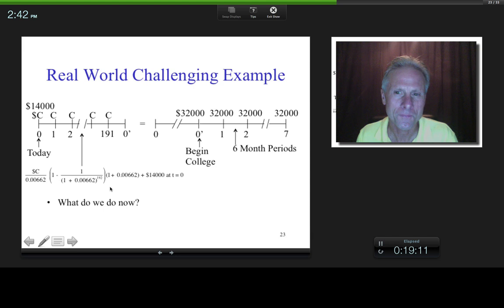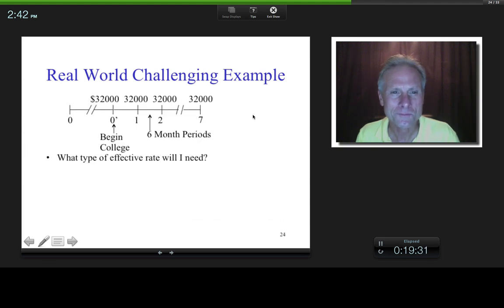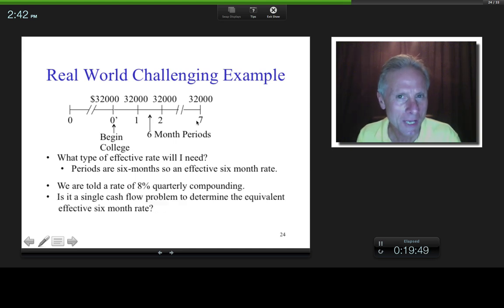So what do we do now? Well, now we're going to move to the right-hand side and do the same thing over here, and I'm going to put it in what time period? Time 0, right? You have to put both sides equal to in the same time period. So let's move to this side. These are 6-month periods, so I better be working with what kind of an effective rate? Effective 6-month rate, right? So again, we're told 8% compounded quarterly. Is it a single cash flow problem to figure out what the equivalent effective 6-month rate is?